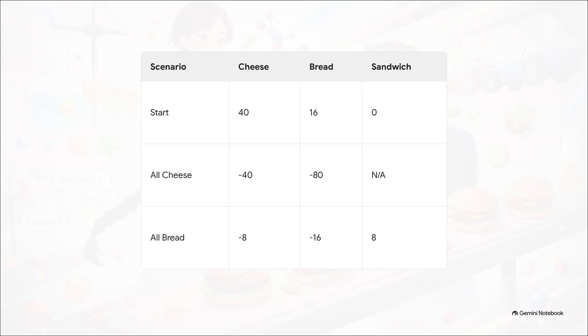Think about it. If we actually tried to use all 40 slices of cheese, we would need 80 slices of bread. We definitely don't have that. But if we use all 16 slices of bread, we only need 8 slices of cheese, which gives us exactly 8 sandwiches. The bread literally stops our production line in its tracks.